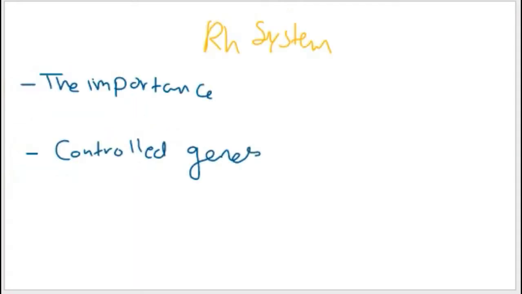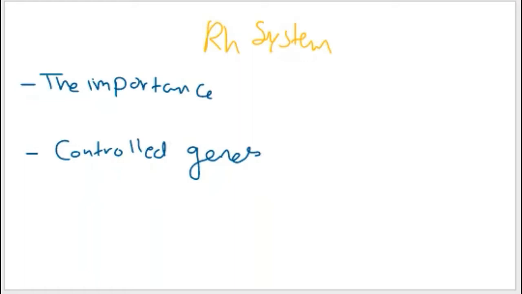The RH system is the second important system in transfusion. It comes after the ABO system. Incompatibility between patient and donors can cause severe hemolytic transfusion reaction. Also, it can cause hemolytic disease of the newborn, and we will explain both of them in this video.